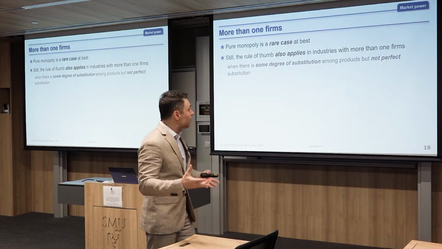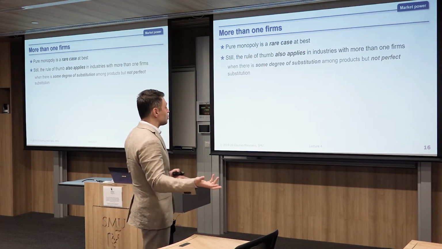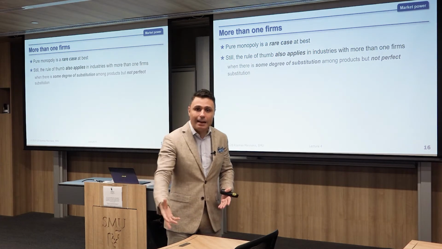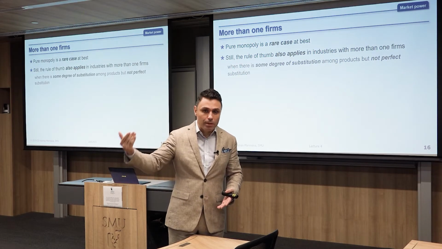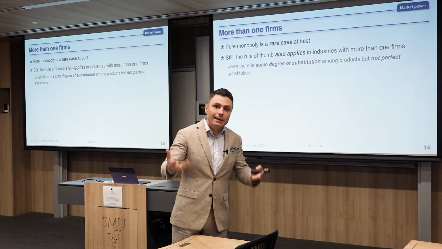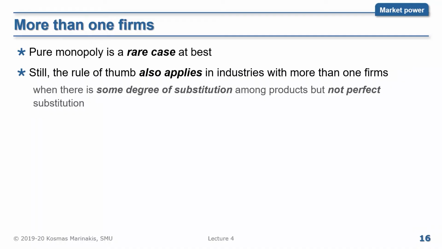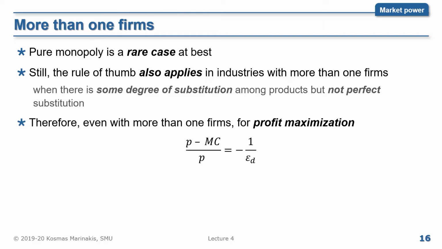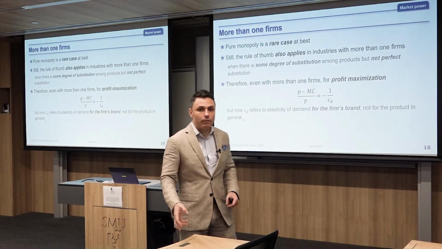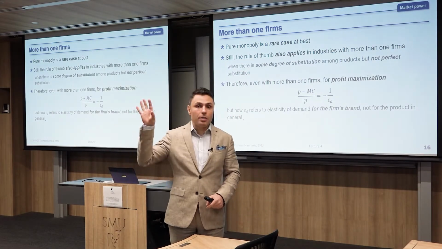All right, so if you have substitution but not perfect substitution, then you still have a little bit of market power. For example, Coca-Cola can deviate from the marginal cost and charge a higher price just because people like me will buy it, even though it is not as cheap as other colas that can substitute for Coca-Cola. So even with more than one firm, the rule of thumb applies exactly the same, with only one very important difference: this elasticity of demand now does not refer to the product, does not refer to cola, but refers to the particular brand.